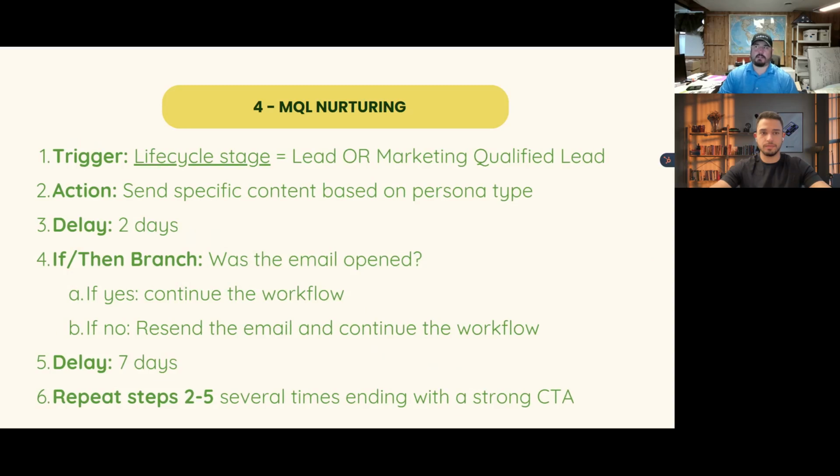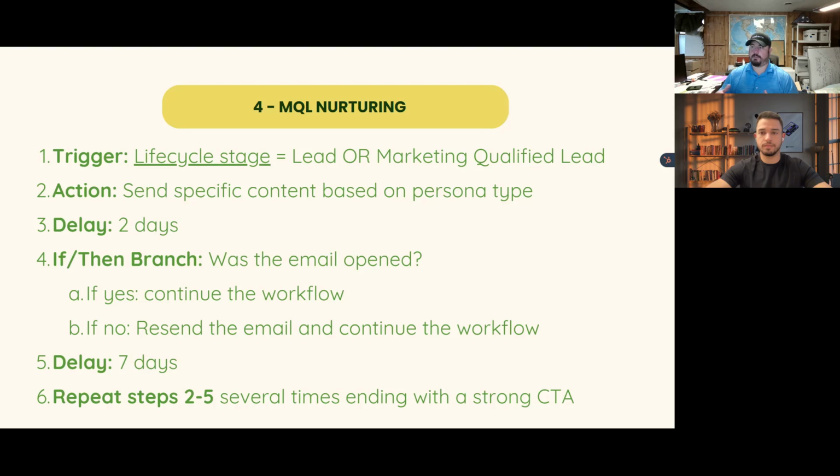So when the life cycle stage is identified as a lead, maybe even subscriber sometimes, or an MQL, we want to send them very specific content based on their persona. So identifying that, hey, this person is interested in us. They also like the widgets that we make. We want to give this information. So we're going to have a little delay. We're going to send them information.